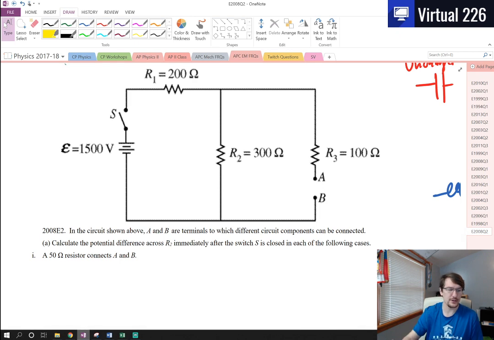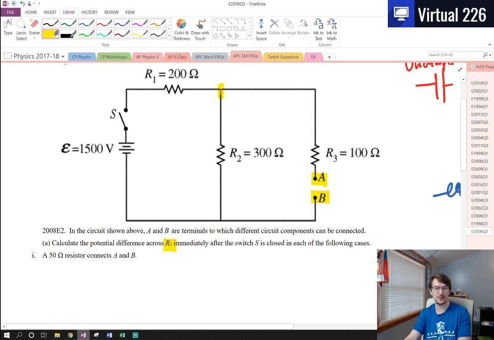What we're doing in the circuit here, though, is we're going to hook pieces up across A and B, and we're looking for the potential difference, so the voltage drop across R2. So we want the voltage drop from, well, we could think about it across the resistor, but we could really think about it from here to here, because that is the voltage drop just across that resistor with ideal wires.